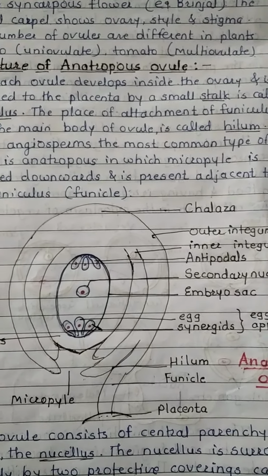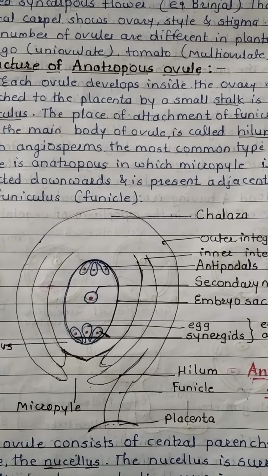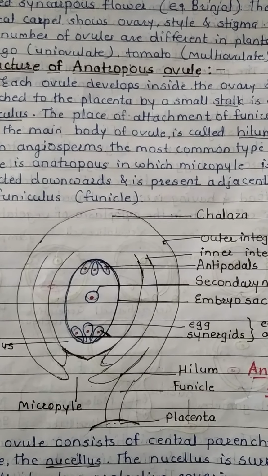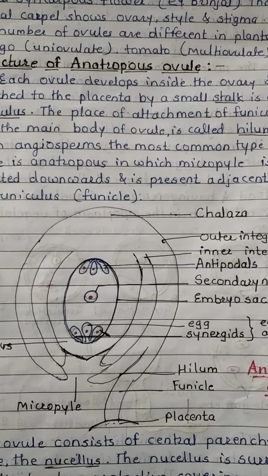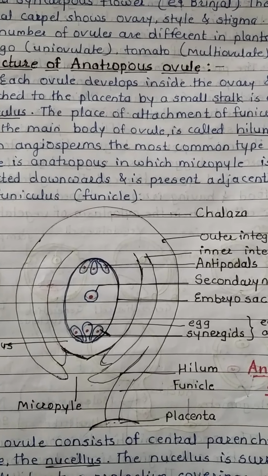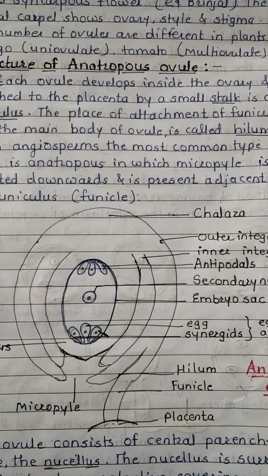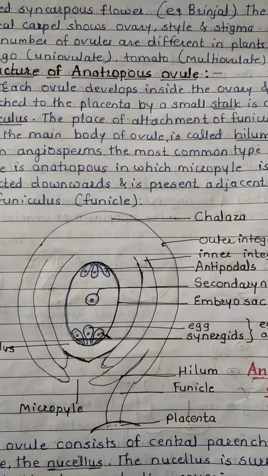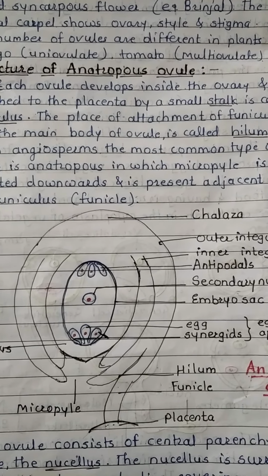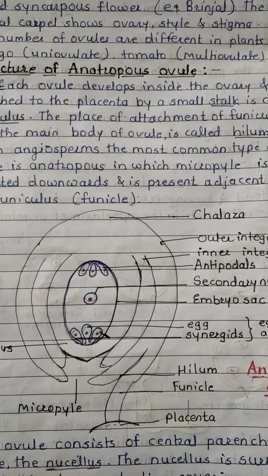This Anatropous ovule later on shows fertilization when it receives the male gametes from the anther or from the style. It enters inside the egg cell through the micropylar end.